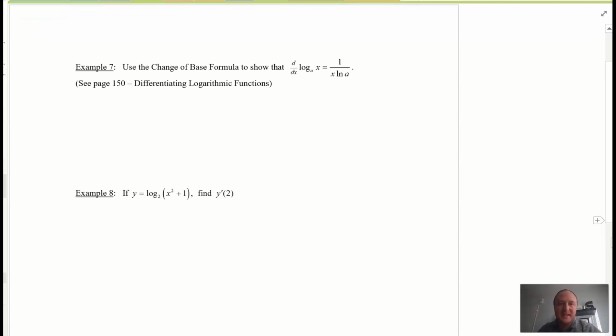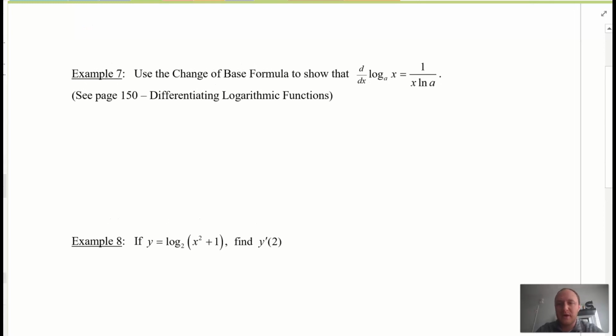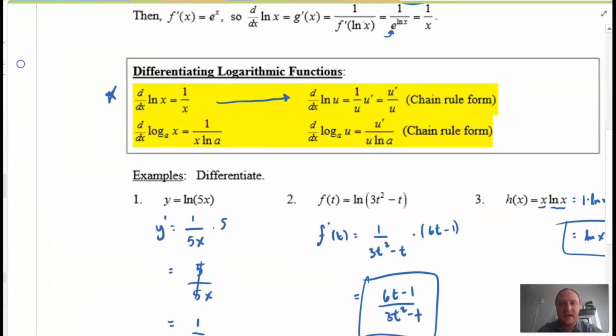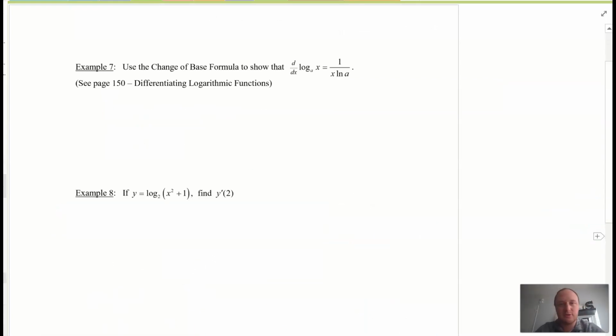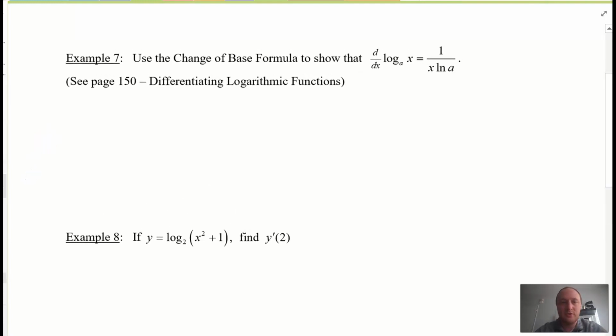Last page. Example 7. Here is another proof, and this is going back to our first page to these definitions that I didn't touch on here, when we have a different base rather than base e, right? When we're not dealing with natural logs. So they say use the change of base formula to show this. Well, if I have the derivative of log base a of x, I can use the change of base, which says that I have natural log of x over the natural log of a.